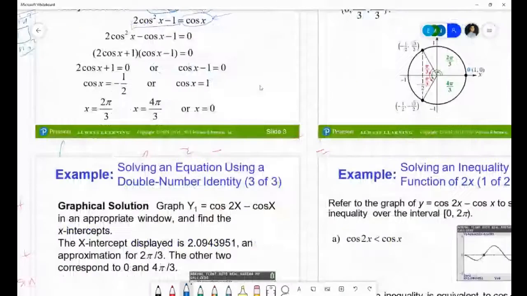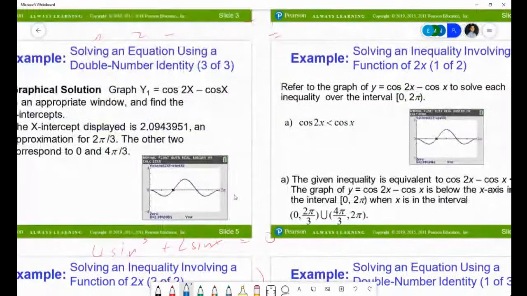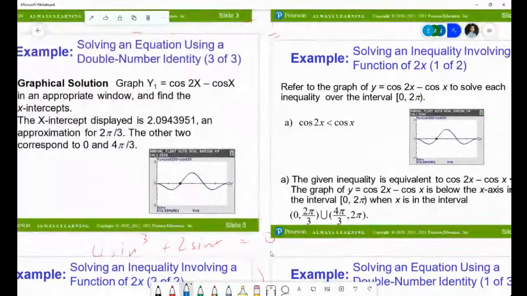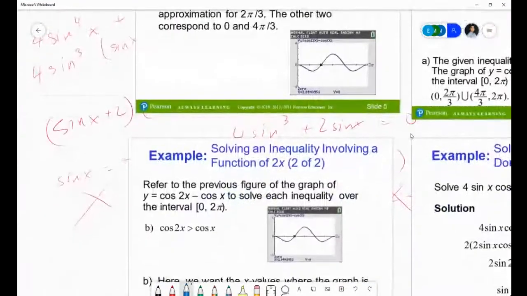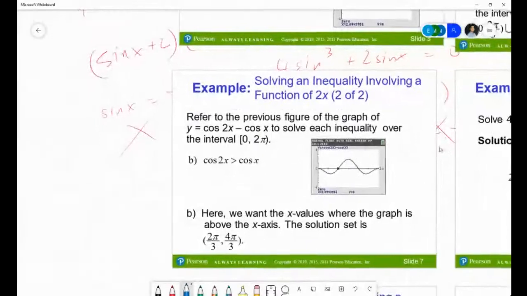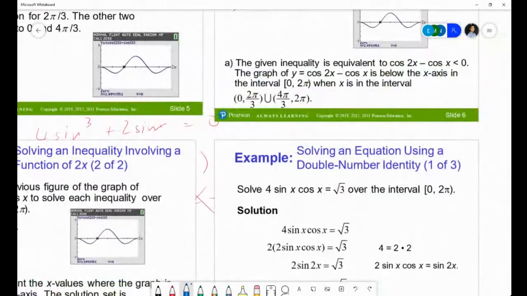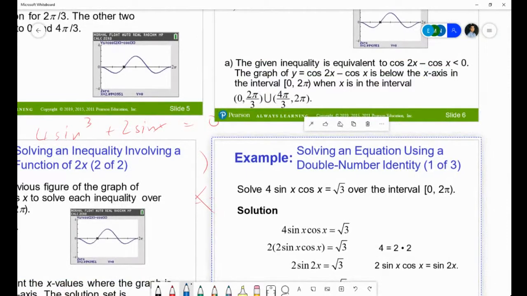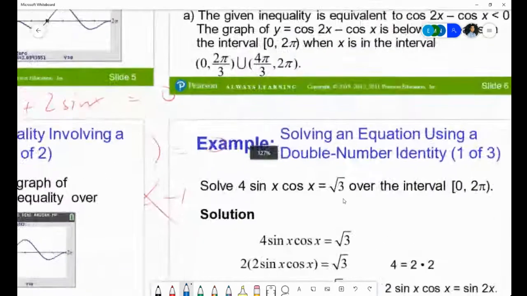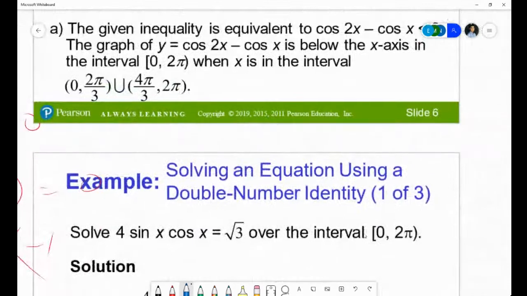Okay? All right, let's look at an example here. I'm going to allow you to try this, and then we'll go over it.